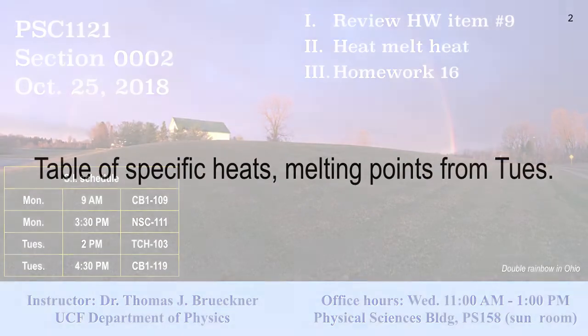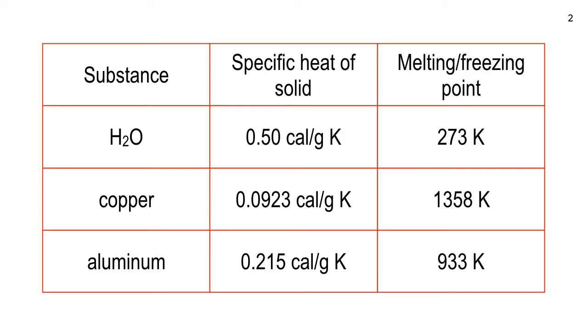Now, last time we worked with this table of specific heats and melting points. I'm going to ask you a clicker question. Go ahead and get your clickers ready. We've got a bunch of clicker questions today. Make sure you have this table jotted down. I'm going to ask you some questions, because in the heat melt heat problem, you have to pay attention to freezing point, melting point, and where that is in the temperature range of the ice that we're going to melt. And every heat melt heat problem is a little different.